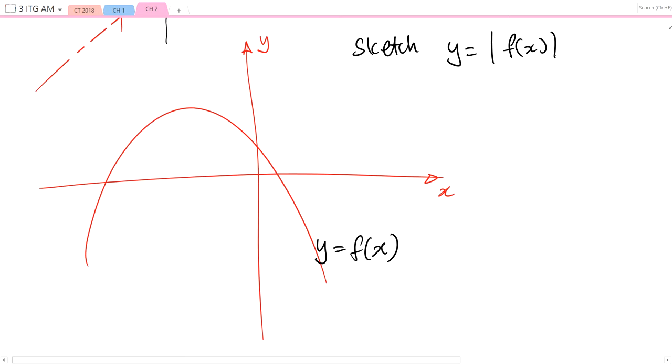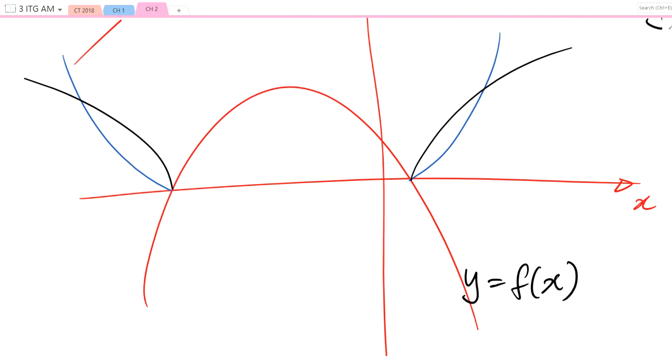Reflect which part? Upwards, right? So what would it look like when I reflect? Okay, like this. Or like this. Blue or black? Blue or black? Who says blue? Raise your hand. Who says black? Raise your hand.